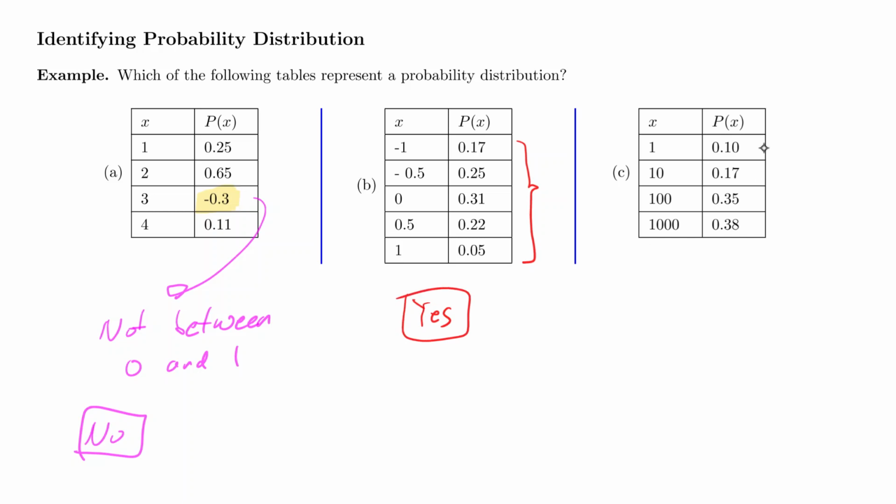See, also if you add all these, first of all, none of them are negative. All numbers are between 0 and 1. So if you see a number bigger than 1, that's also not a probability distribution. All the probabilities are between 0 and 1. And if you add all this, you also get 1. So yes, this is a probability distribution.